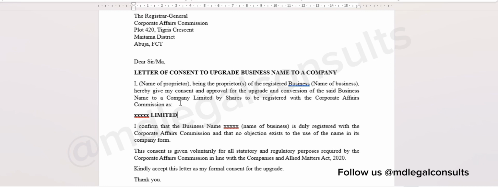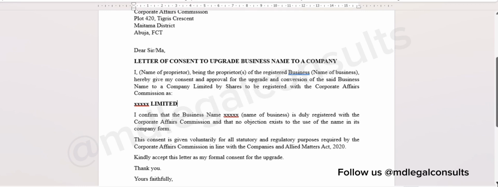So I confirm that the business name, then you put the name of the business, not limited, the name of the business, is duly registered with the Corporate Affairs Commission and that no objection exists to the use of the name in its company form. So this is just to give CAC more assurance that your business name is duly registered and it has no objection as to the conversion to a company.